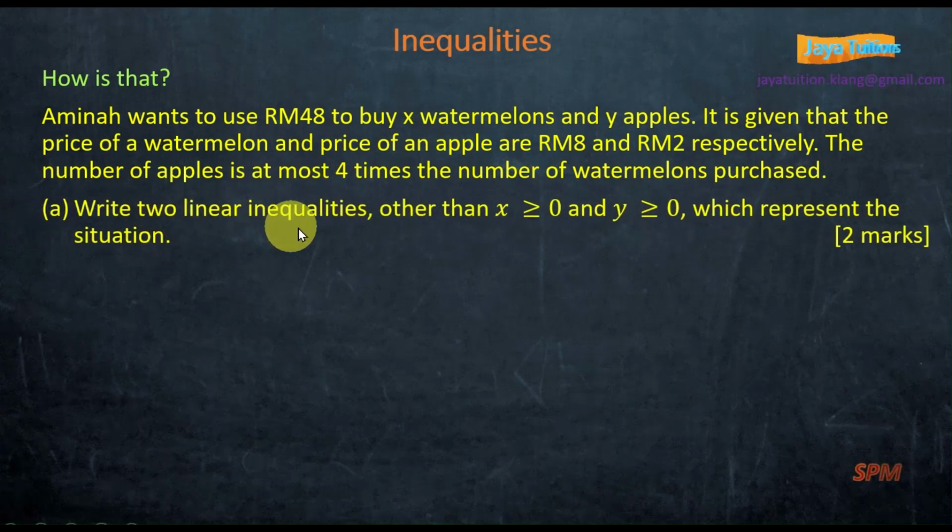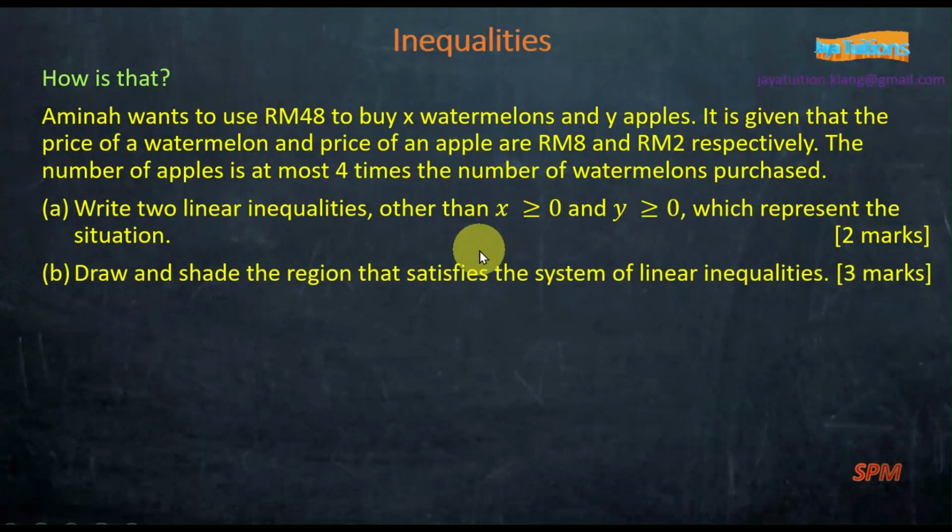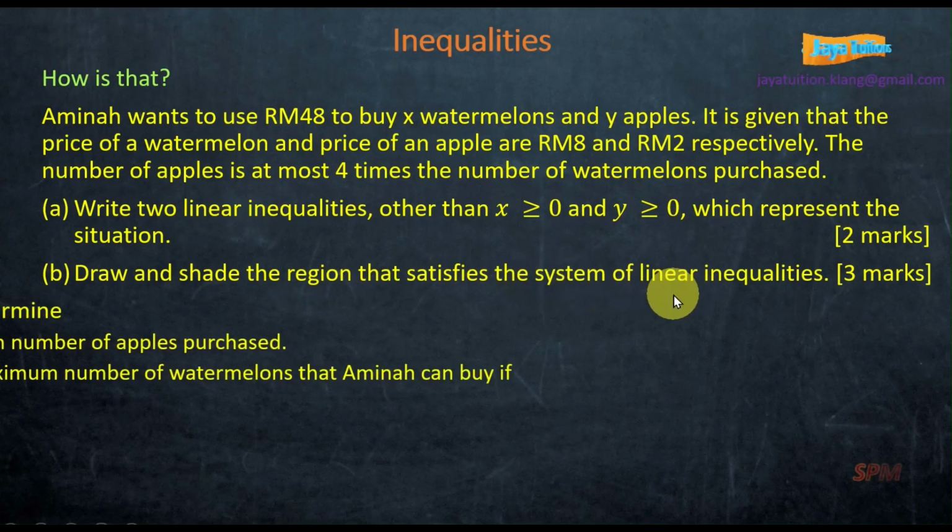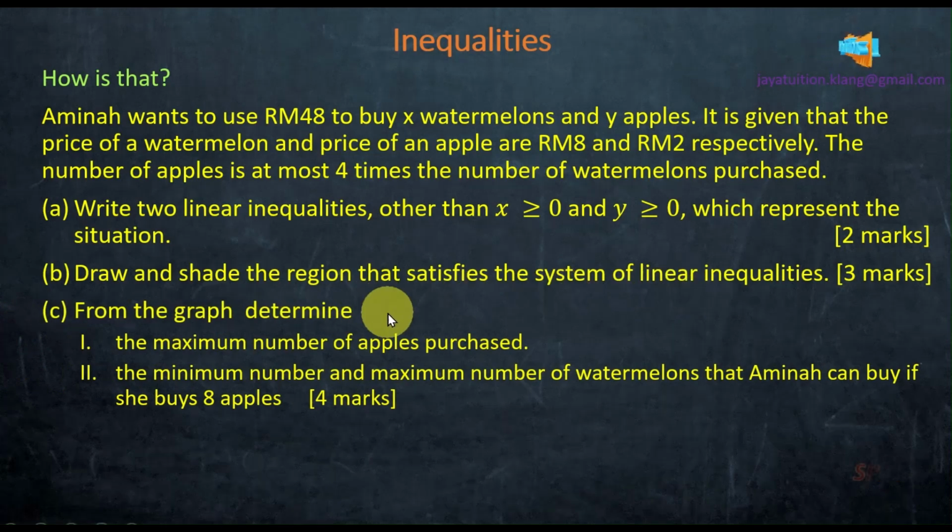We have to write two linear inequalities, other than x greater than or equal to 0 and y greater than or equal to 0, which represent this situation. That is given for 2 marks. We have to draw a shaded region to satisfy the system of linear inequalities. And from the graph, we have to determine the maximum number of apples purchased, and the minimum and maximum number of watermelons purchased by Amina if she buys 8 apples. So a condition has been given in this case. The question is very lengthy, with 2 marker, 3 marker, 4 marker parts.